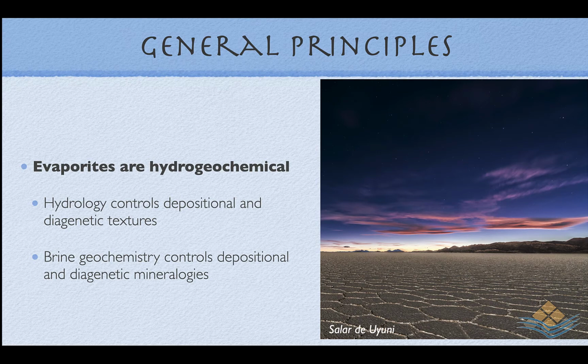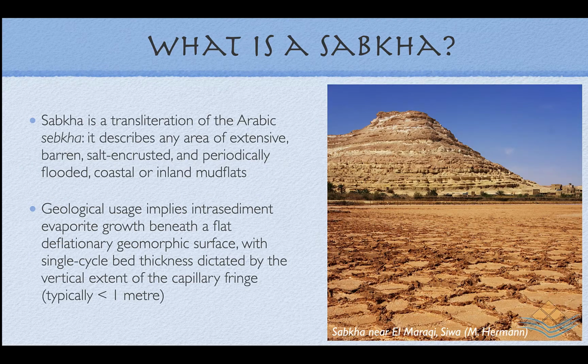This means that the hydrology in the depositional setting and the consequent diagenetic textural overprints are related to hydrology and the evolution of that hydrology, as is the brine geochemistry and the various minerals that precipitate both depositionally and diagenetically from that brine geochemistry in the depositional setting and in the consequent diagenetic environment.